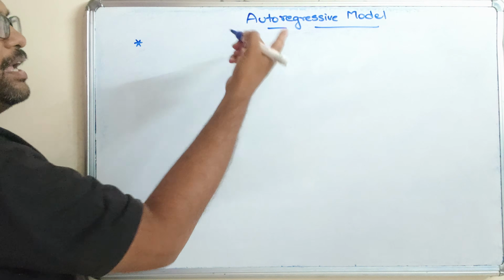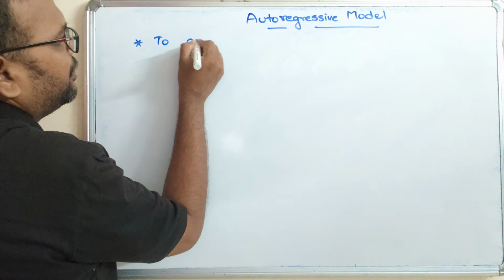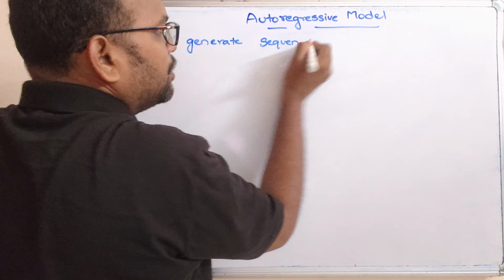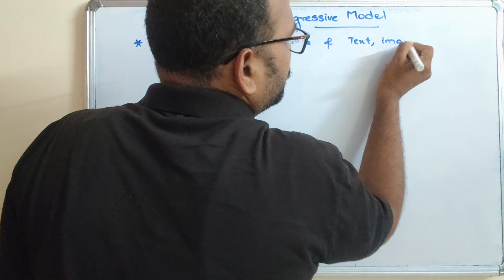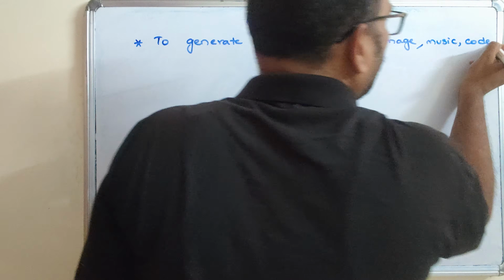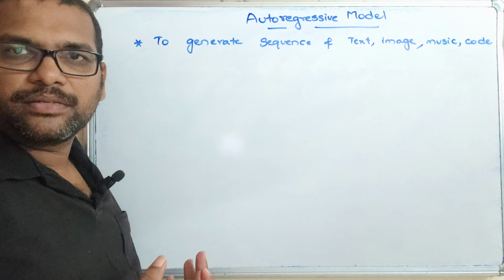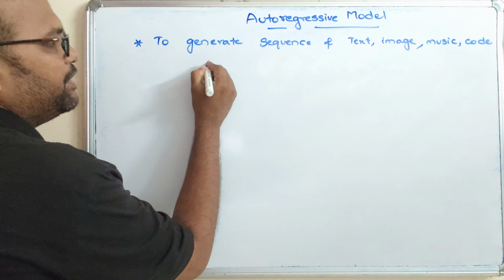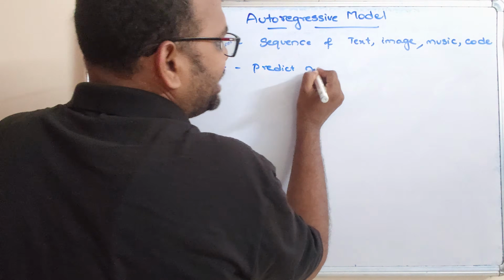So the main aim of this auto-regressive model is that it is used to generate a sequence of either text or an image or music or code. Whatever input we are giving, it will predict the next sequence. Okay, so that may be from text or image or music or code. So if it is text, it will predict the next word.